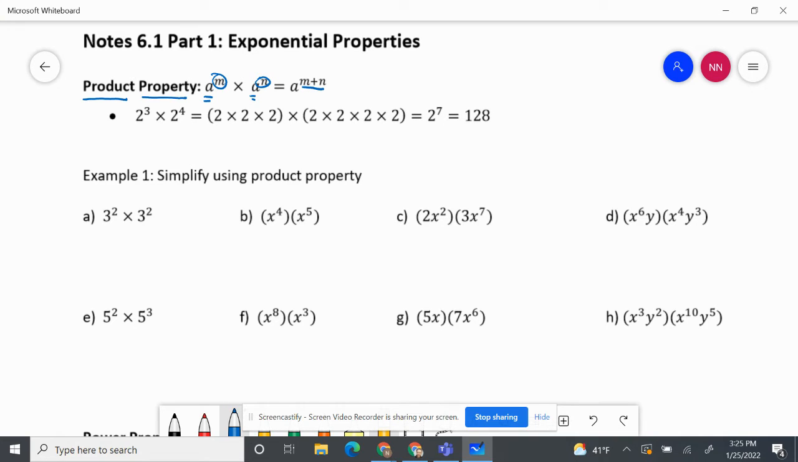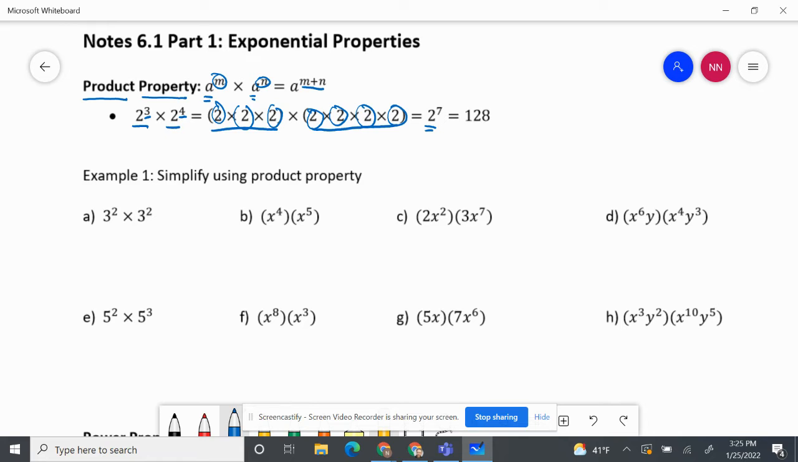We add them up. So as an example, if we have 2 to the third, that would be the same thing as 3 2's multiplied together. If we have 2 to the fourth, that would be the same as 4 2's multiplied together. If we count them, we have 1, 2, 3, 4, 5, 6, 7. That would be 7 2's, so that's why it's 2 to the 7th. So notice that with our exponents, whenever we multiply, what we're really doing is we're counting or adding the exponents.